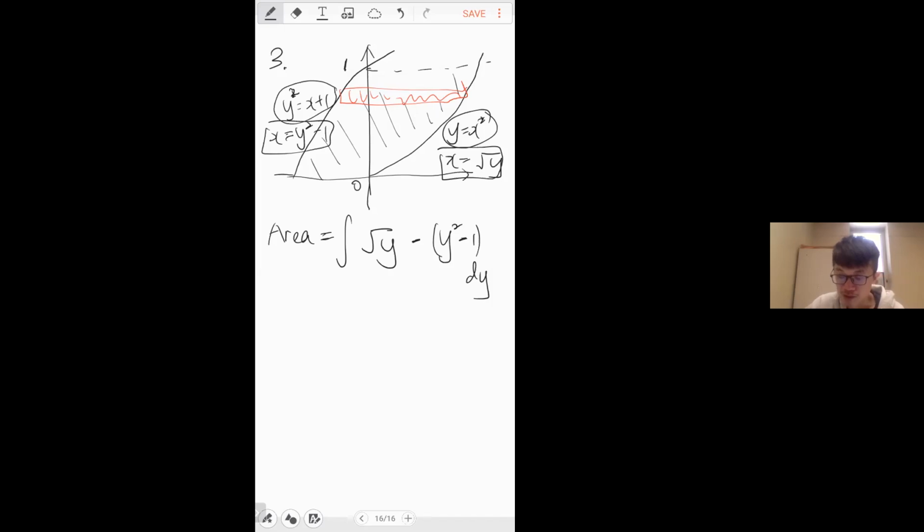And then I need to find out the lower limit and upper limit. So I'm doing horizontal, so I need to find out what is the lower limit and what is the upper limit for y. What is the lowest y can go? It's 0, right? And then the highest point, from the graph, you can tell that it's 1. So 0 here, 1 here. So from 0 to 1. And then you do the antiderivative. Last thing, plug in 1 and 0. Does it make sense?